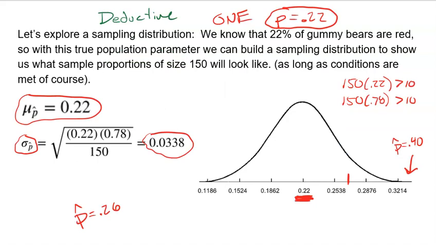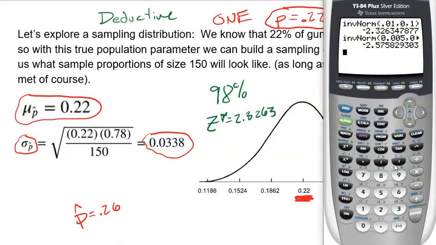So if we go all the way back to this picture here, let's try to figure this out, right? Let's talk about 98% confident. That's a Z star of 2.3263. Okay, so a standard deviation is 0.0338. So 0.0338 times 2.3263, that would be how much I would go up from the mean to determine a really, really high sample.